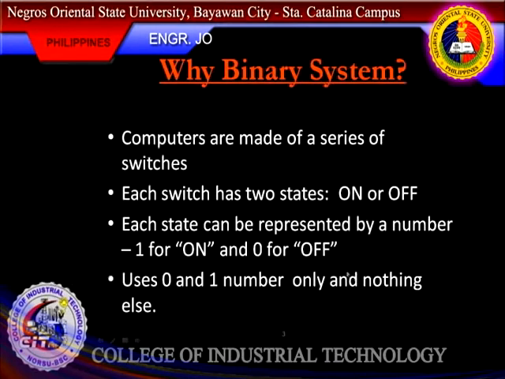In programming, this is also used, no? To be on and off, for the high or the low, the 0 volts or the 5 volts. Okay, and the binary number system uses only the numbers 0 and 1 and nothing else. So it is called binary because it uses two numbers, the 0 and the 1.